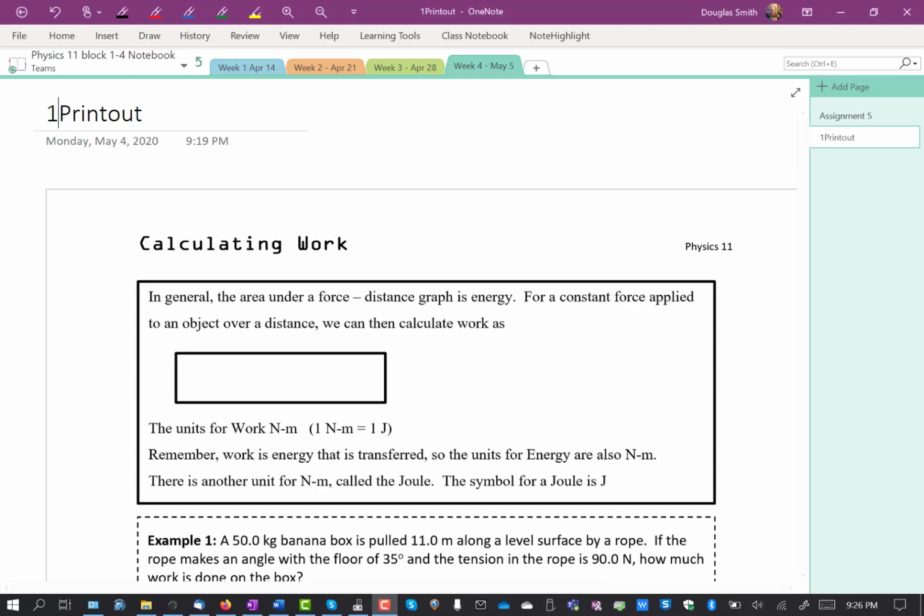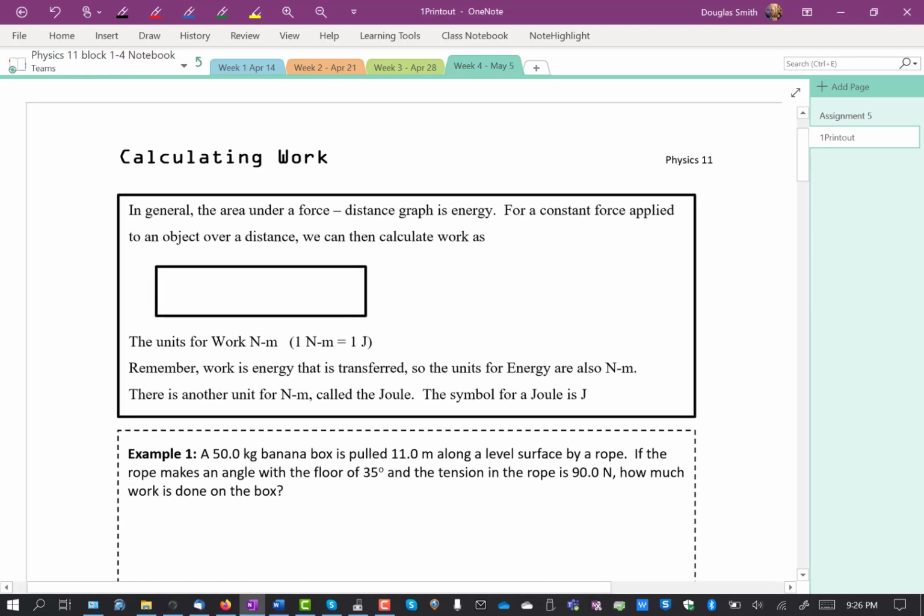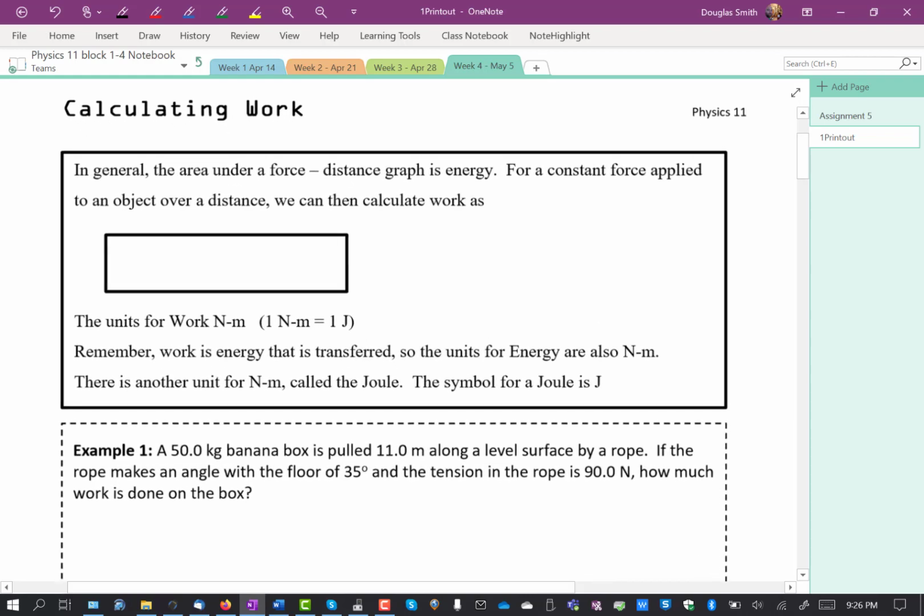Okay, you guys have already learned about the general idea of work, work being a transfer of energy into or out of a system. And today's lesson is going to be about how to calculate work. So, a couple of things.